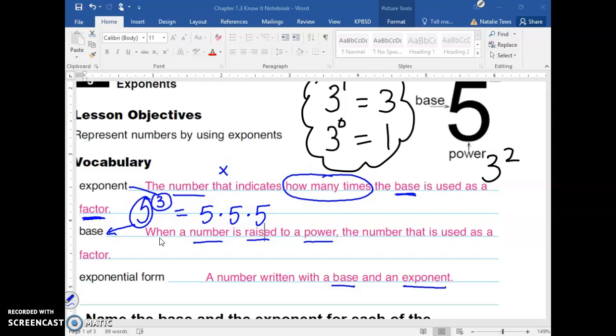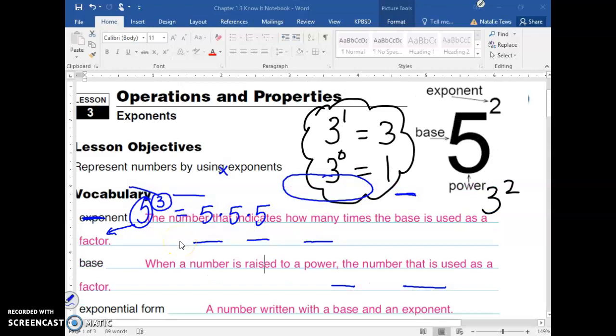Okay, so let's look at this one up top here. See how they say it is a base of 5 and the exponent is 2? On a test and on a quiz, I will give you it in exponential form and I will have you label it. I want you to be able to tell me what is the exponent? Where's the base? Okay, so this is going to come back later on.